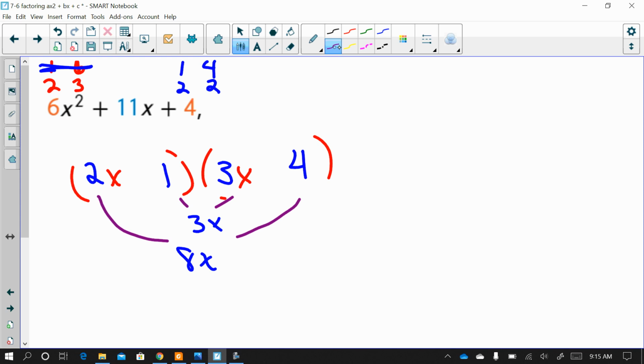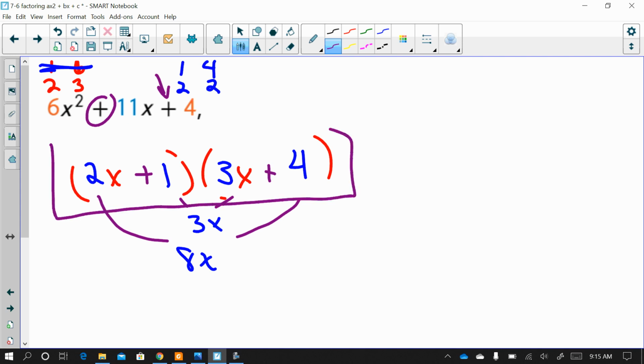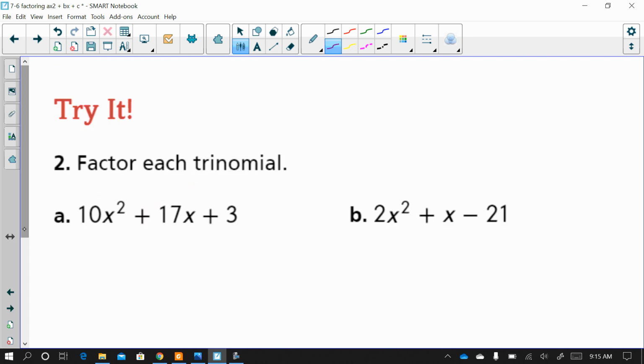So now we check out our signs. C is positive, so it means signs are the same. They're both plus. So my answer is 2x plus 1 times 3x plus 4. And I promise, the more you do of these, the easier it gets because you start thinking strategically about where to put things. Okay, so here's a couple to try.